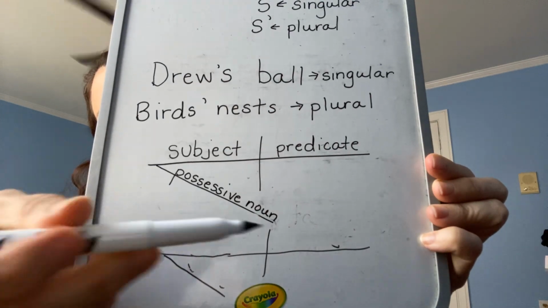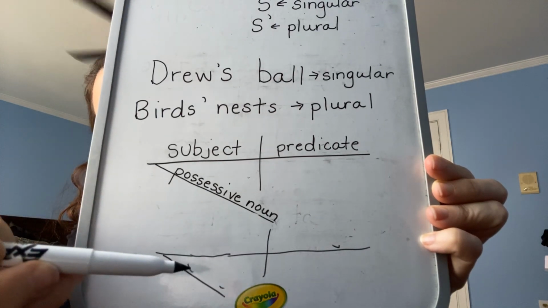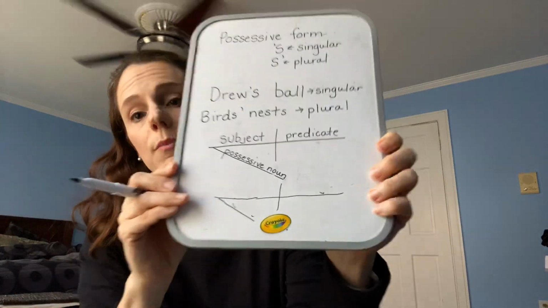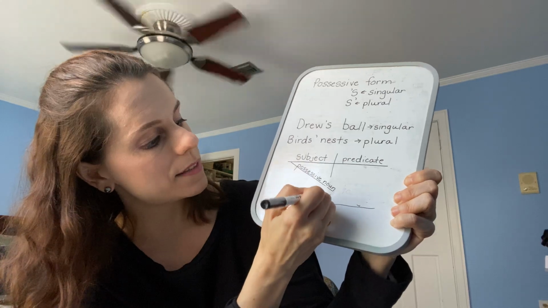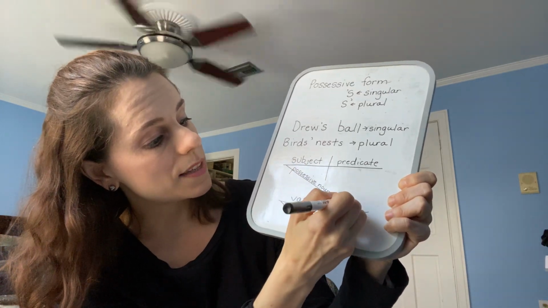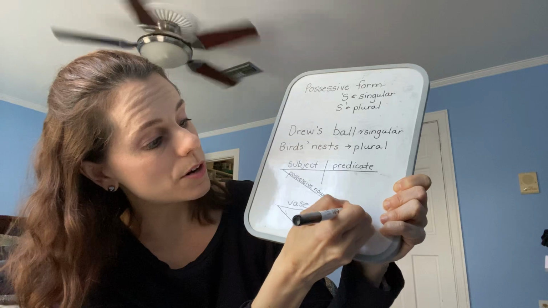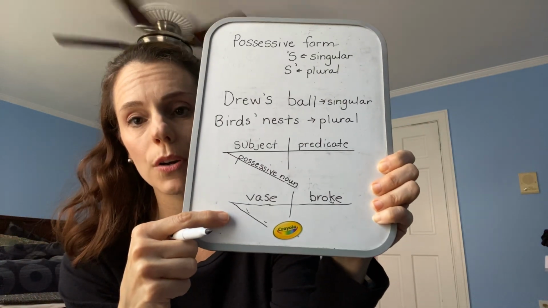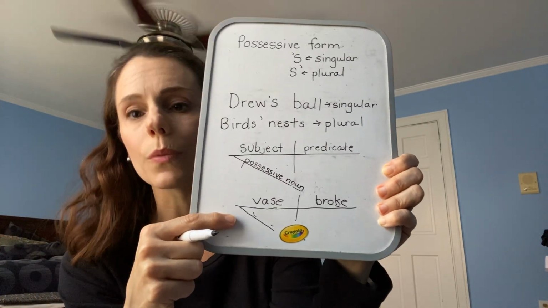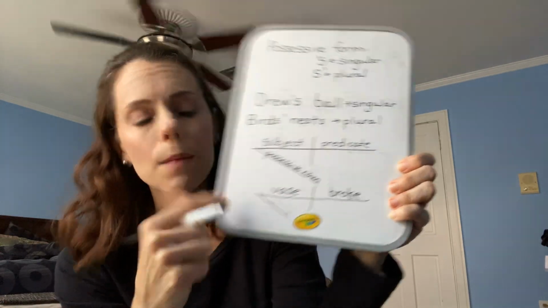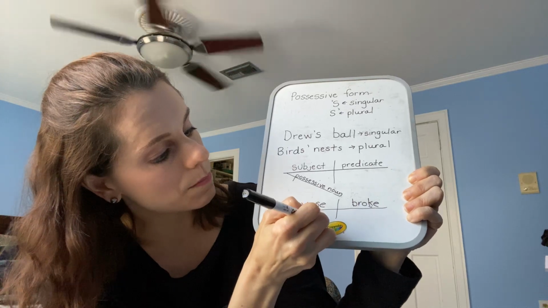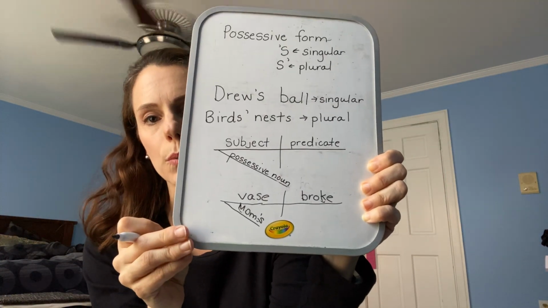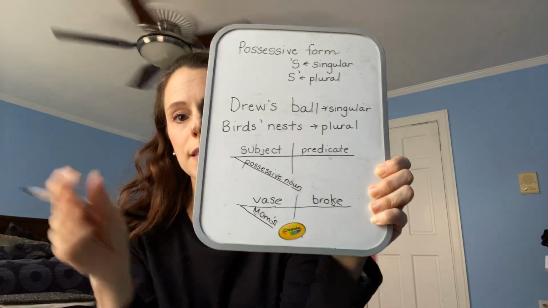What's the subject? What's the predicate? And then what's the possessive word? So the subject is a noun. It's vase. The vase. And what's the predicate? The verb broke. So the possessive word, who does the vase belong to? That's what possessive means. It's Mom's. So we're going to put Mom's vase broke. Okay, let's do exercise 1 together like we normally do.